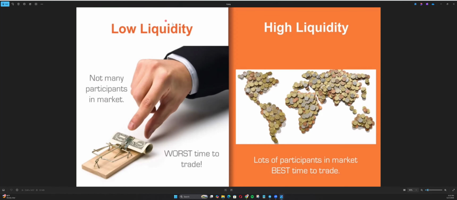It's possible. So low liquidity means not many participants are in the market. It is the worst time to trade because people are not really trading at that point. High liquidity is usually lots of participants in the market, and it's also the best time to trade, because a lot of buyers are in the market pushing it to go long, or the other way around, a lot of sellers are pushing the market to go short and selling the market. So it is a good time to have good liquidity.